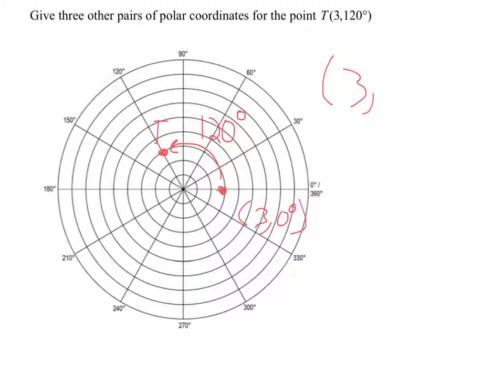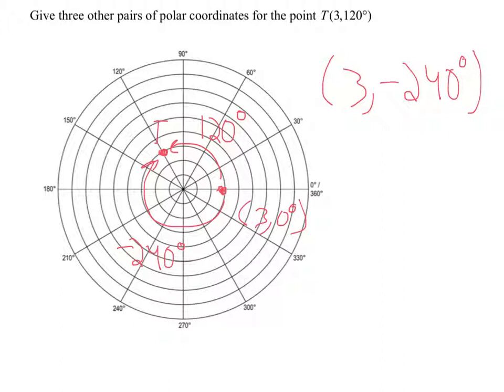Well, what's an angle that's coterminal with 120 degrees? How about negative 240 degrees? That would also get us to T. Okay. Now, we could also go any other coterminal of 120 degrees, right? We could say 3 comma 480 degrees and so on. We could subtract 360 again and again, okay?